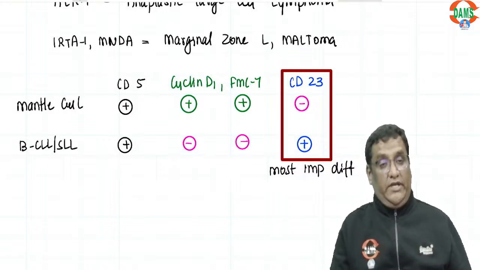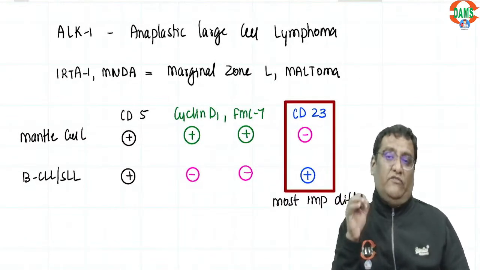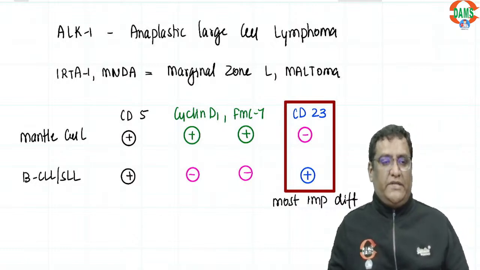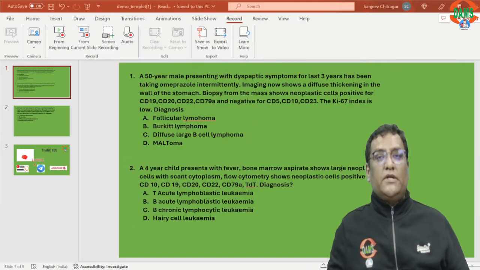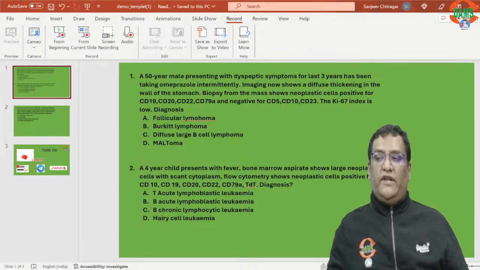So this is your basic understanding of the markers here. We have studied both lineage markers as well as lymphoma specific markers. Now, can we have a look at a few questions which have come in exam previously? Let me take first those questions, then I will give you new questions as well.